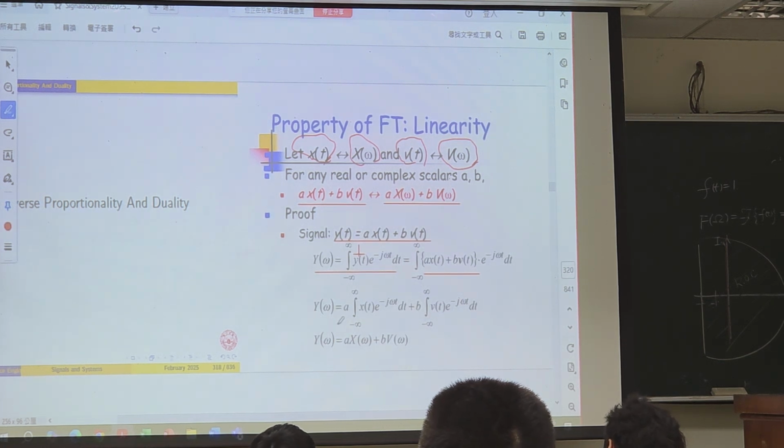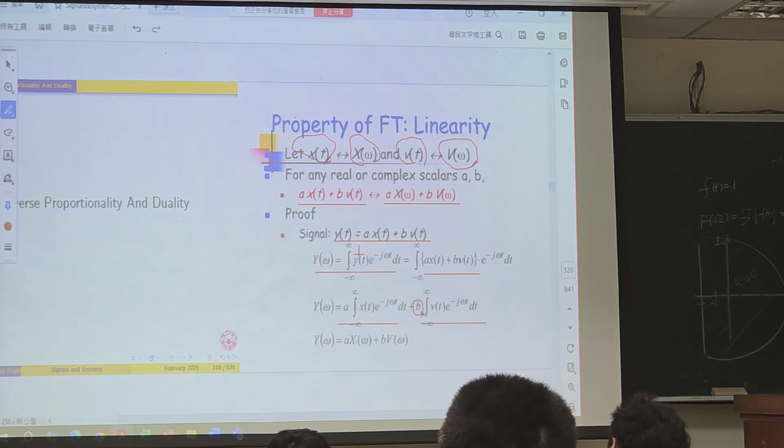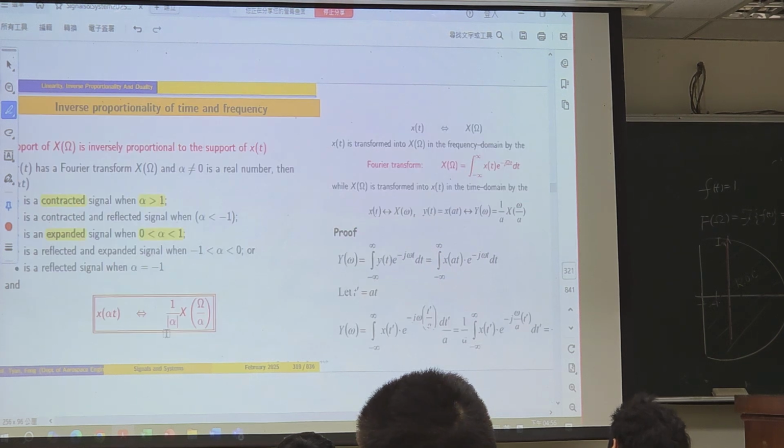And then the first term is the Fourier transform of x of t times the coefficient a. And the second term is the Fourier transform of v of t times the parameter b. So that's easy to prove the linearity.